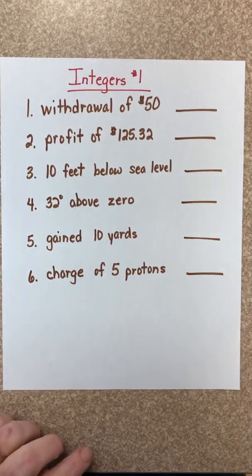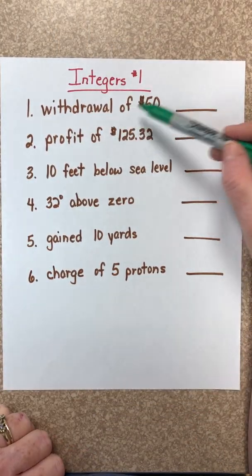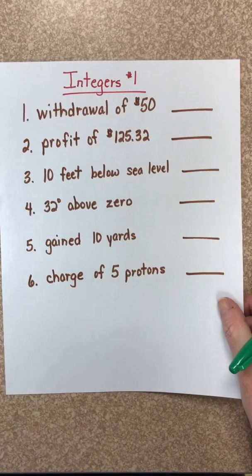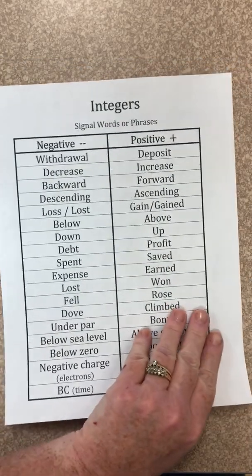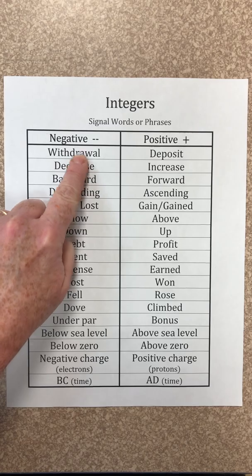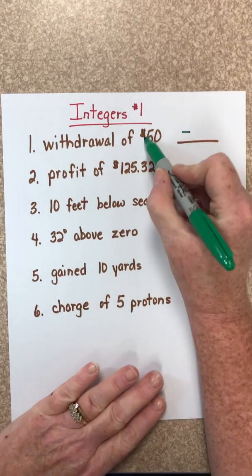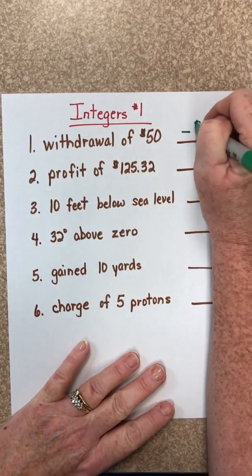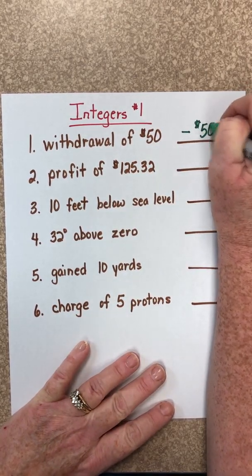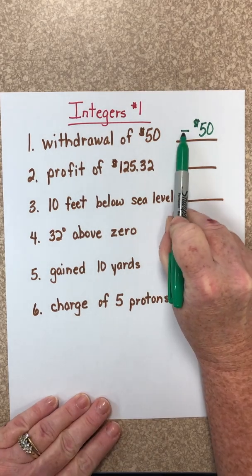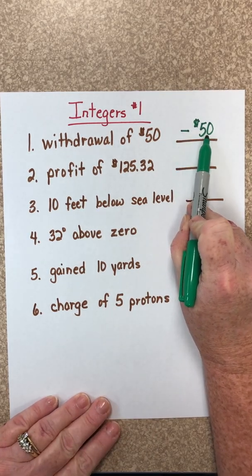Or 5 examples. Number 1, withdrawal of $50. So if I look at this table, see withdrawal is negative. So that means I'm going to need the negative symbol. And then we're going to label with a dollar sign, 50. So this represents a withdrawal of $50.